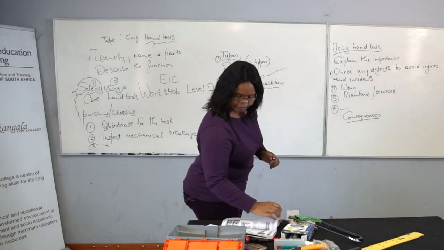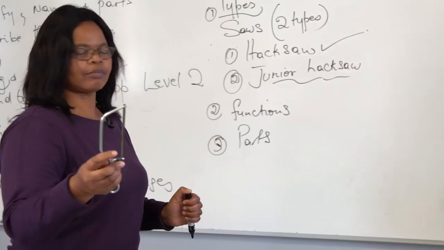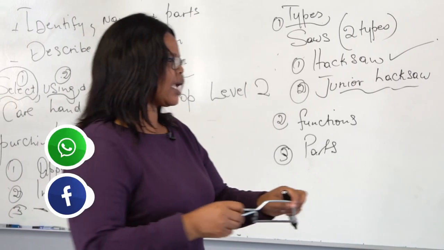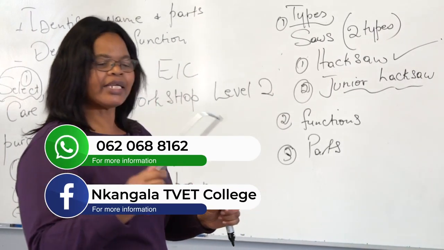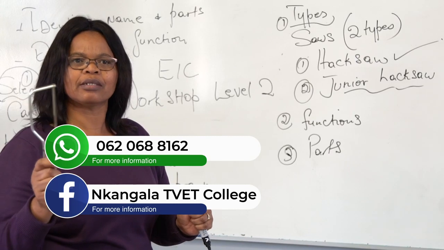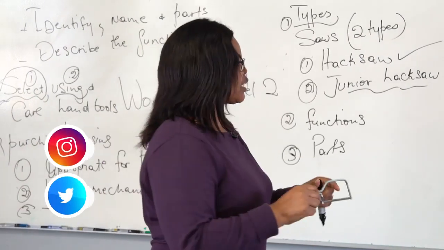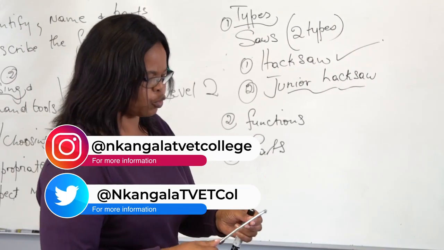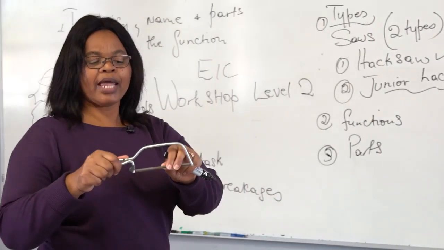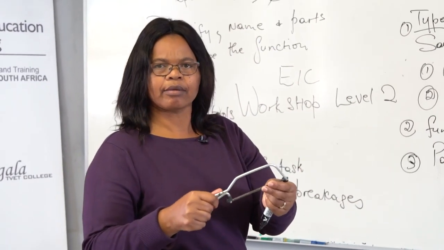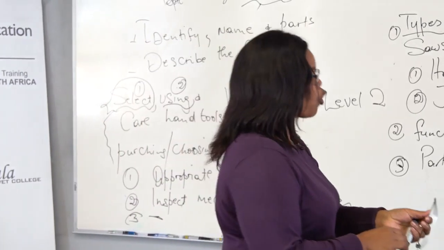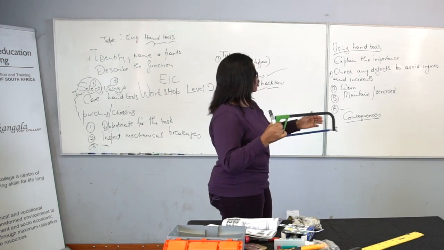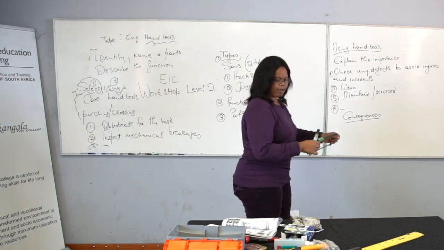Let's say you are taking this one, junior hacksaw. You are cutting a hard material, and it is said this one is used to cut small pieces of materials. What will happen to the tool? The blade, it will break, because it is not for doing the job. The correct one is a hacksaw, because with this one you can cut the hard material.